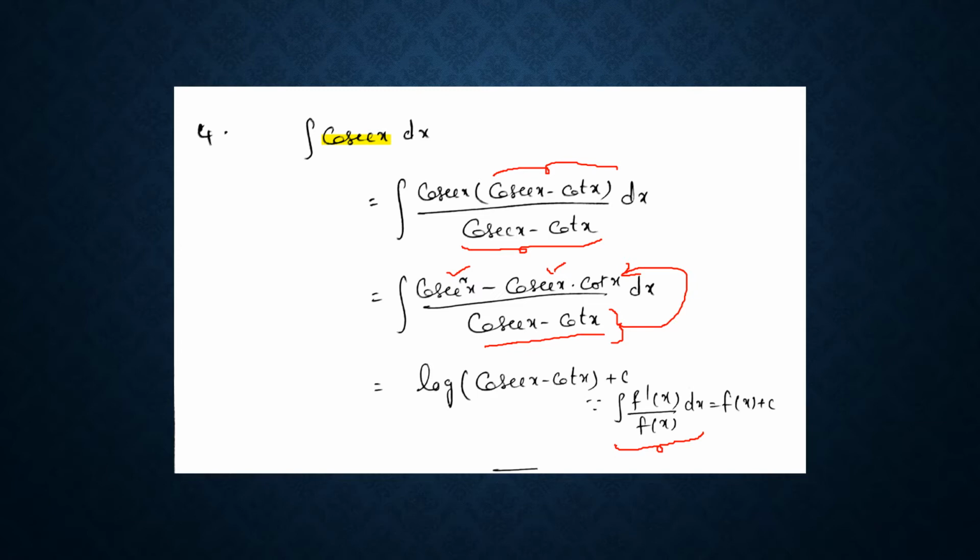So that is in the form of integral f dash x by f of x, which is equal to log f of x plus c. So that is equal to log of cosecant x minus cot x plus c. Therefore we can say that integral cosecant x dx is equal to log of cosecant x minus cot x.